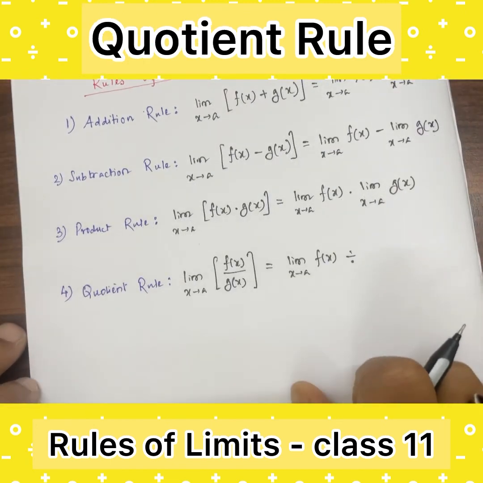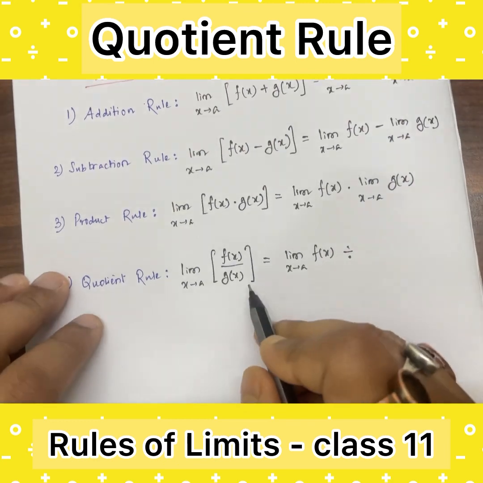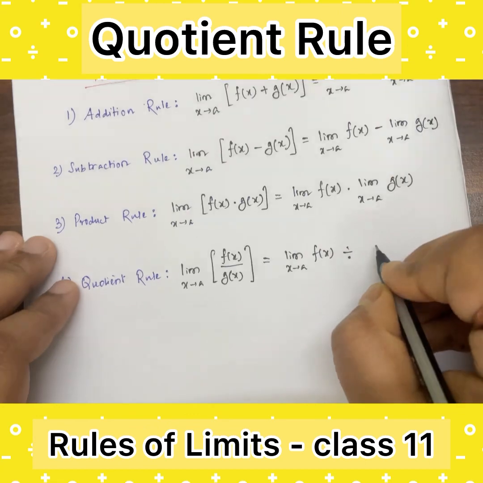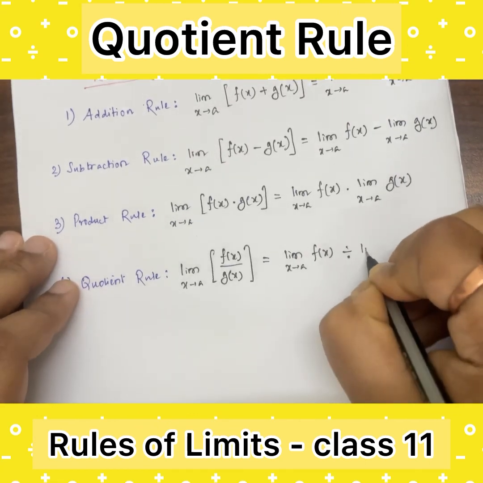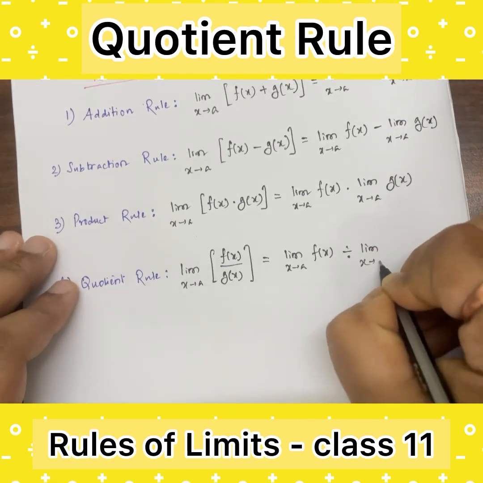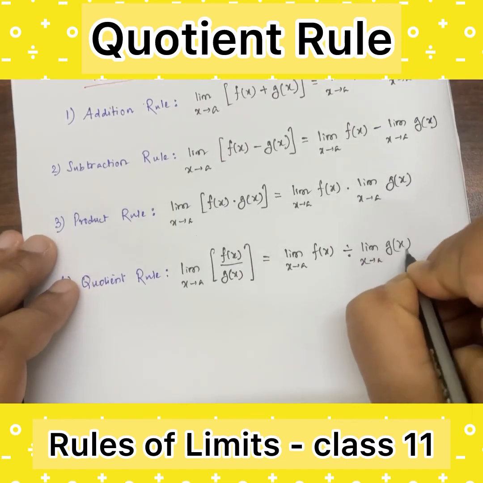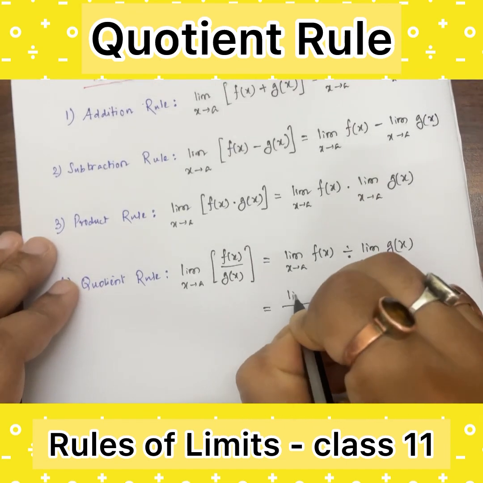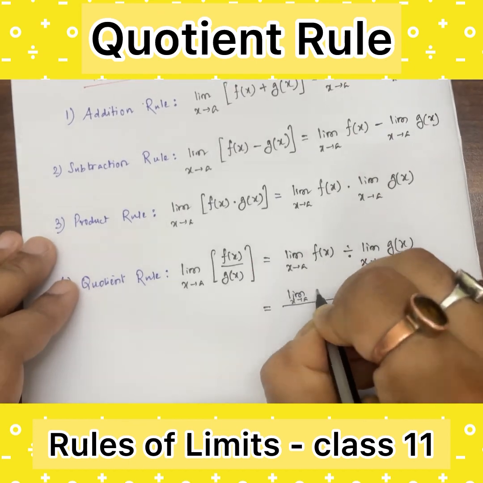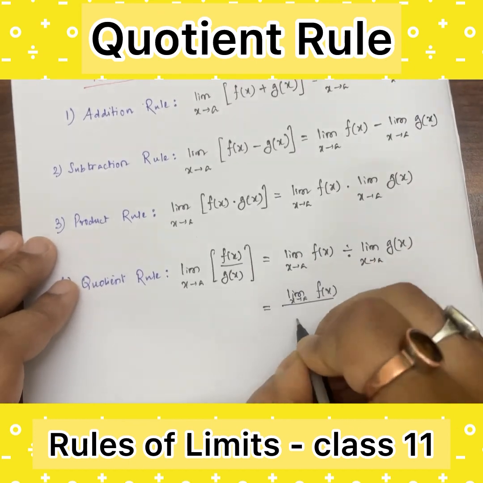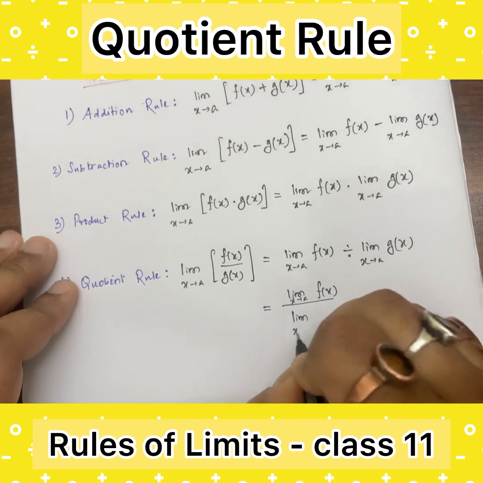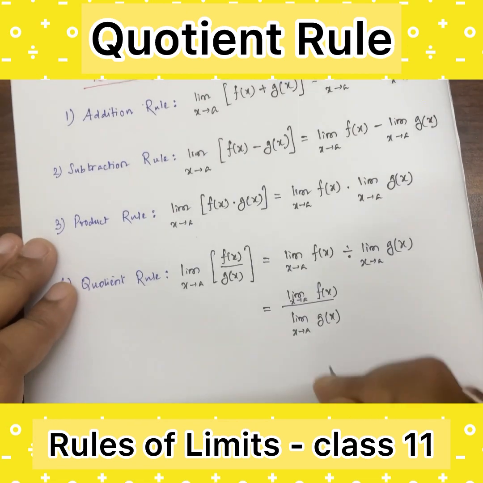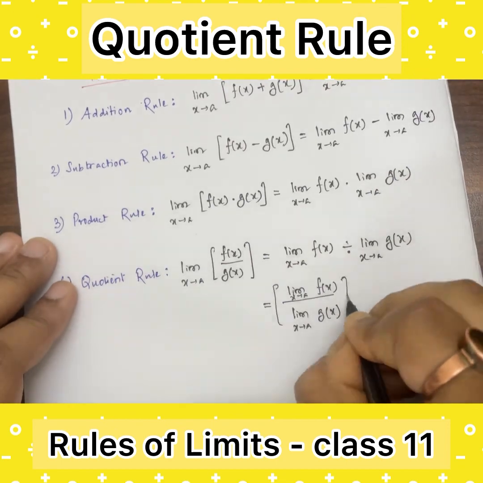So for the quotient rule, the limit as x tends to a of f of x over g of x can be written as the limit as x tends to a of f of x divided by the limit as x tends to a of g of x. This you can also write in this form: the limit as x tends to a of f of x over the limit as x tends to a of g of x. So you can write the quotient rule in either of these two ways.